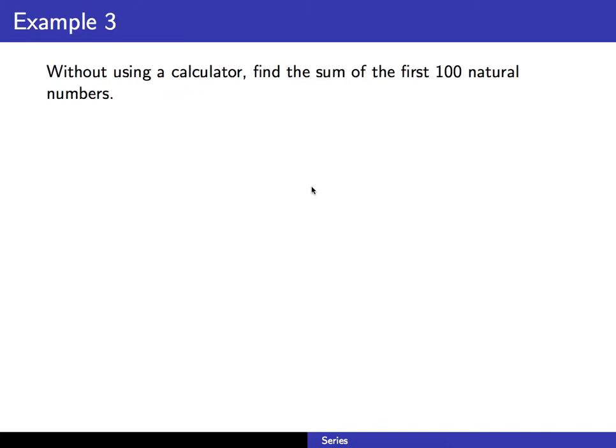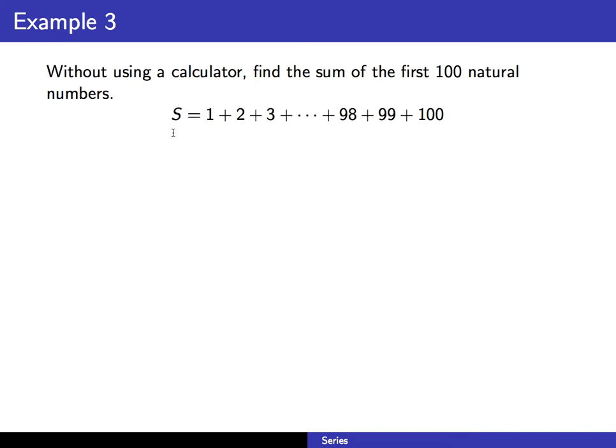Without using a calculator, let's see if we can find the sum of the first 100 natural numbers. In other words, 1 plus 2 plus 3 plus 4, all the way up to and including 100. Again, the key is not using a calculator, so we can't just put the rule into our calculator and have it generate it for us. So let's say the sum, we'll call it S for sum, is 1 plus 2 plus 3 all the way up to 100.